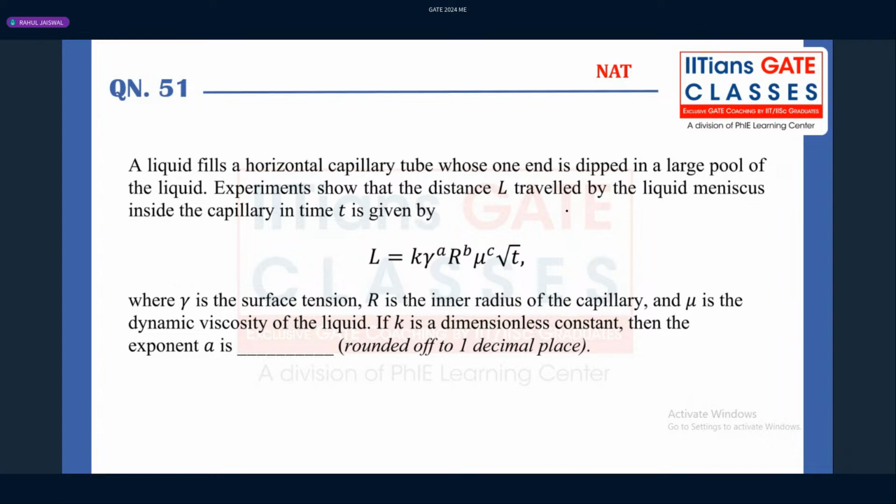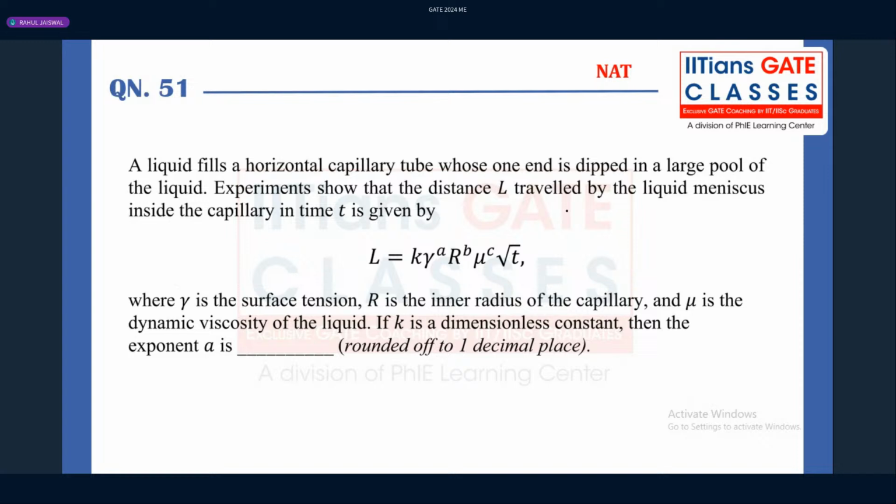Moving on to this question, what they mentioned, guys. See, here they have mentioned a question from dimensional analysis and dynamic similarity. A liquid fills a horizontal capillary tube whose one end is dipped in a large pool of the liquid. Experiments show that the distance L traveled by the fluid meniscus inside the capillary in time t is given by something like this, where gamma is the surface tension, r is the inner radius of the capillary, and mu is the dynamic viscosity of the liquid.